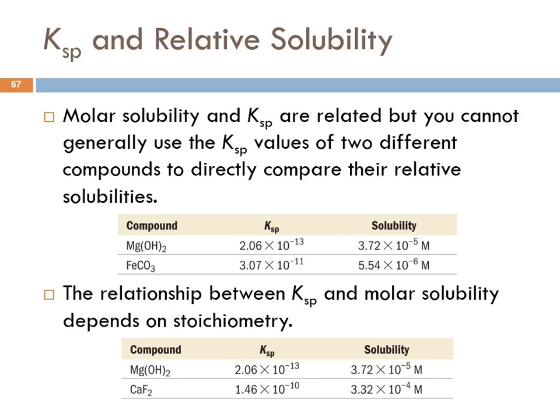It makes it look very different. So the relationship between the KSP and the molar solubility depends on stoichiometry. If you're comparing two that have the same stoichiometry, then the relative KSPs will reflect the relative solubilities. Here, the CaF2, calcium fluoride, is more soluble. It has a larger KSP, and the molar solubility is higher. So you can only compare apples to apples. You can't compare apples to oranges. So just watch out for that.